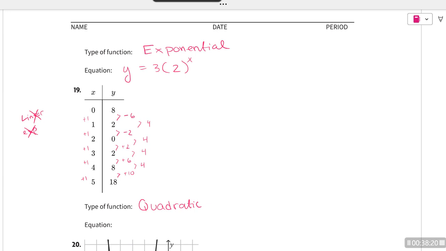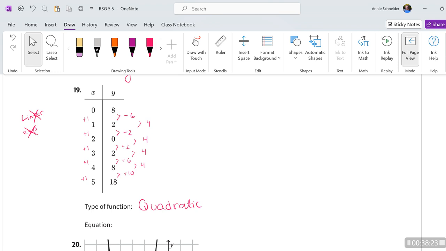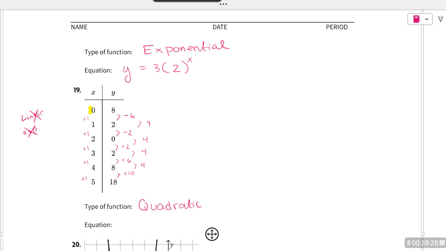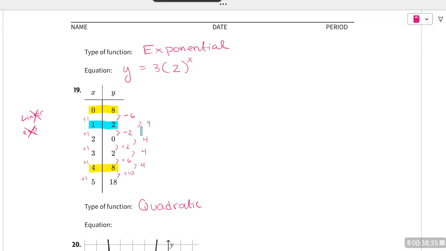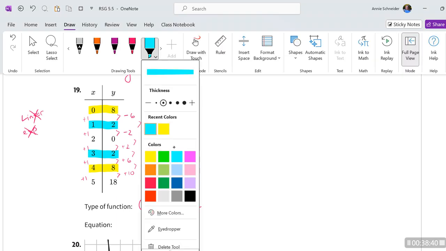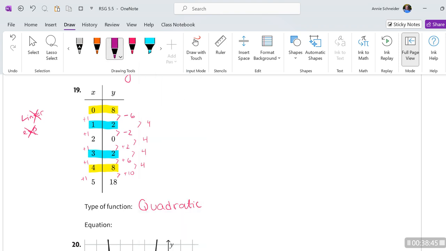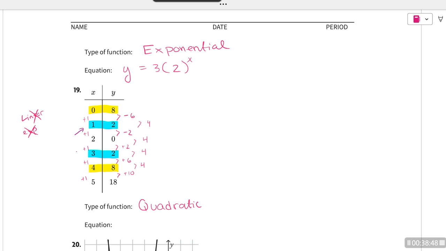Okay, so there are a few ways that we can get the quadratic equation, but what I really like about the patterns that they gave us here, notice for instance, I'll highlight a couple, 0, 8, and 4, 8. Since those have the same output, that means those points are symmetric. Same thing with 1, 2, and 3, 2. So those ones have the same output, the same y value. That means they're symmetric. So the axis of symmetry has to be directly in between those x values. Well, the point in between 1 and 3 is 2, or the point in between 0 and 4, that's also 2.